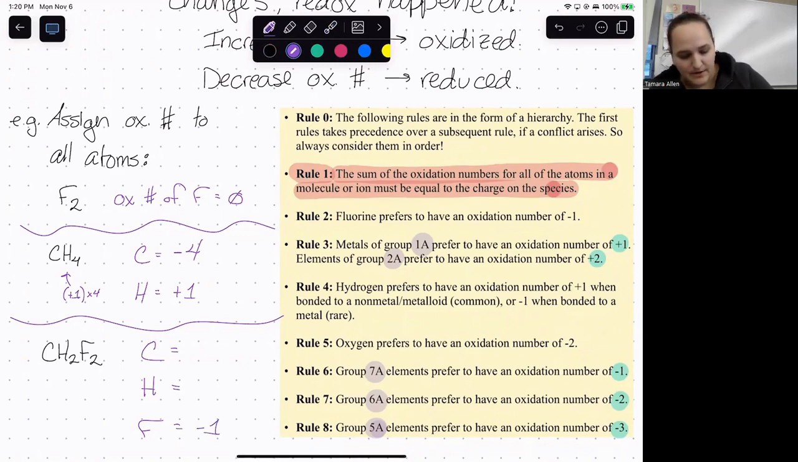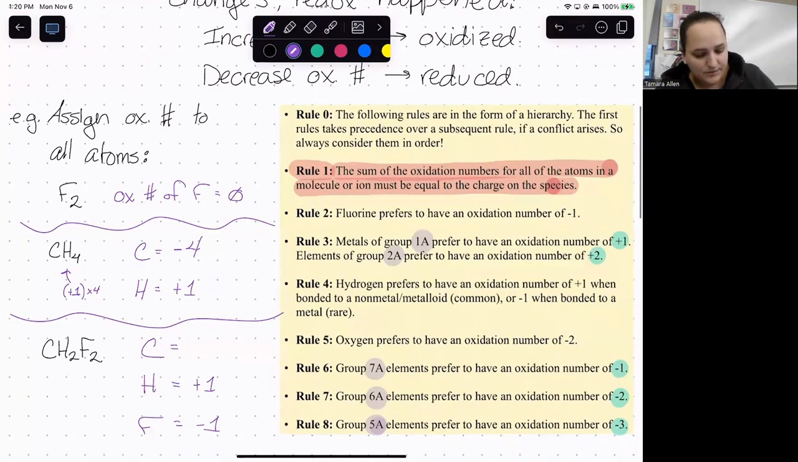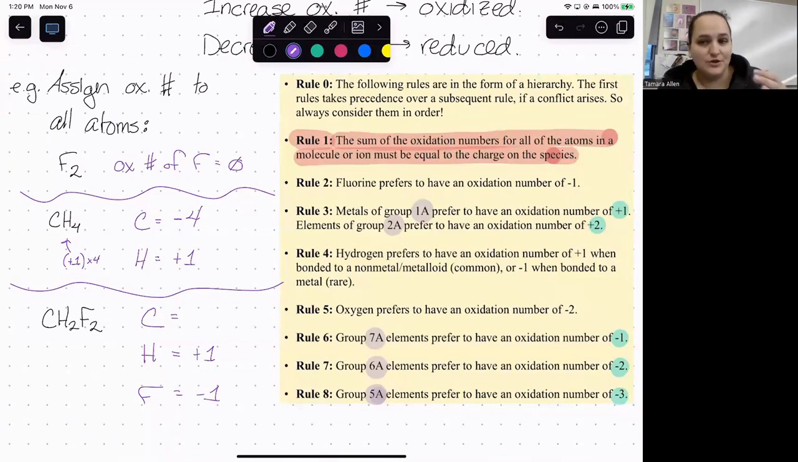Continuing down our list, we don't have anything that applies to rule 3. Rule 4, we do once again have hydrogen. It is once again connected to a nonmetal, so that is going to get its preferred oxidation state of +1. That once again leaves us with carbon as kind of our question mark here, where we don't have a rule that applies to carbon, so it's just going to get whatever oxidation state it needs in order to satisfy rule 1, to make sure that the sum of all of our oxidation numbers is once again equal to 0, since the charge on our species is 0 here.